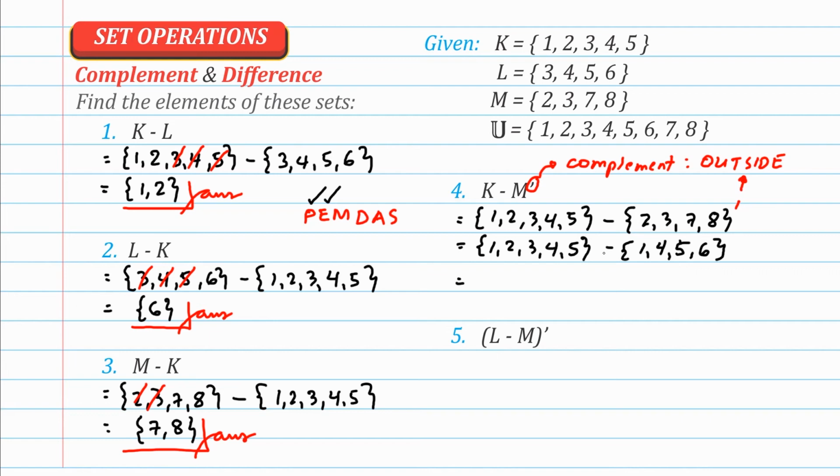Anong ibig sabihin ng minus? Alin ang nandito na wala dito? Let's cancel those na meron sa both. So 1, meron ba? Meron. Nako, unfortunately, we cancel that. 2, meron? Wala. It stays there. 3, meron? Wala. It stays there. 4, meron? Cancel kasi meron. 5, meron? Cancel kasi meron. Anong natira? We have the elements 2 and 3. Therefore, these are the elements of K minus M prime.